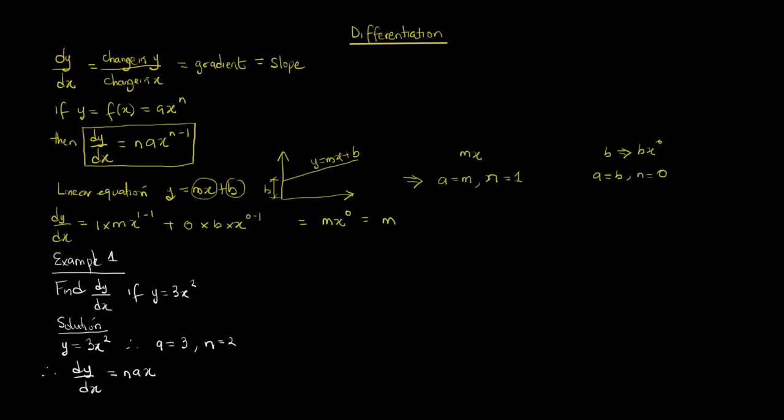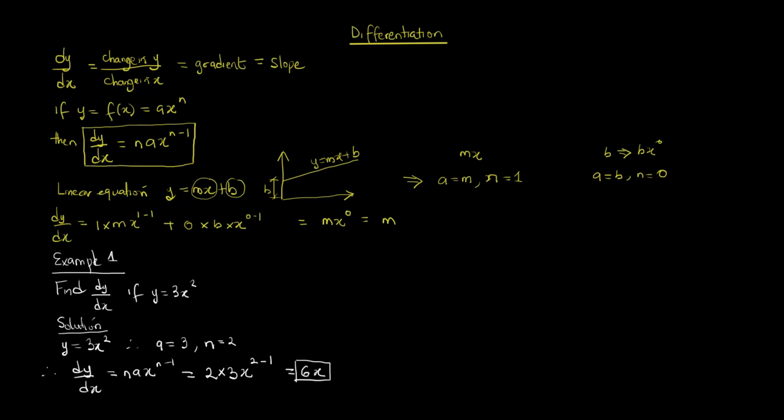n a x^(n-1), which in this case is n equal to 2 times my a, which is 3, x raised to power 2 minus 1, since my n is 2, right? So that's going to give me 6x. That's the answer to this problem if I differentiate the function y equal to 3x squared.